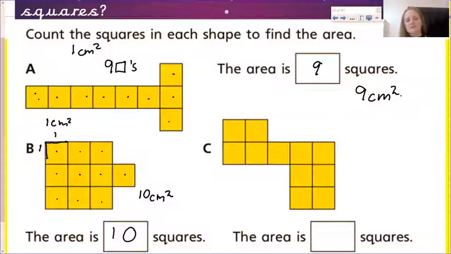The area of this shape, even though it's a bit of a strange one, let's count our squares again. 1, 2, 3, 4, 5, 6, 7, 8, 9, 10, 11. So there are 11 squares, and 11 squares is the same as 11 centimeters squared. That's what we said.